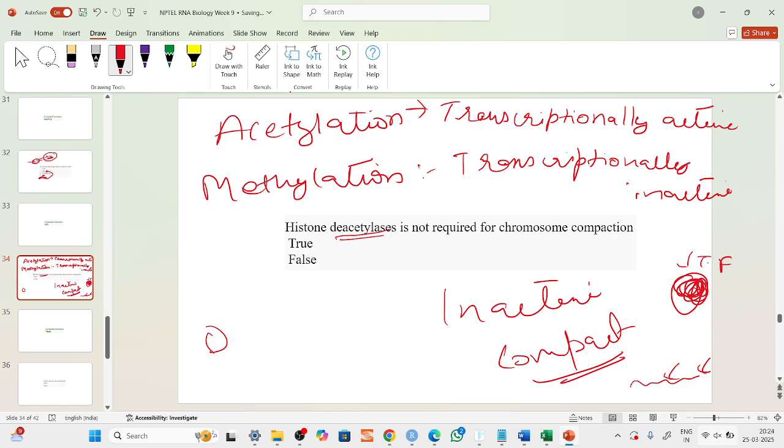Here the question says that histone deacetylase is not required for chromosome compaction. So it is false, because histone deacetylase is required for chromosome compaction. When histone deacetylase comes, the acetyl group is removed. When the acetyl group is removed, the chromosome becomes transcriptionally inactive, and obviously it will become compact. So the correct answer is false. I hope this is clear to you.